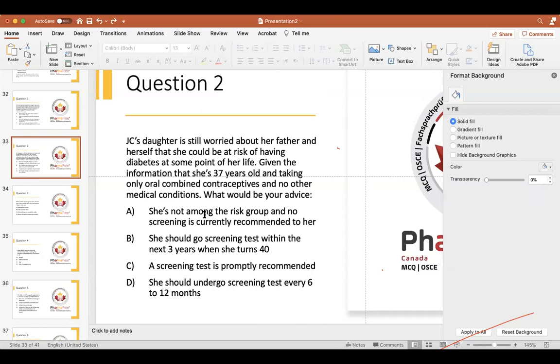She should go for a screening test within the next 3 years when she turns 40. A screening test is promptly recommended. She should undergo a screening test every 6 to 12 months.